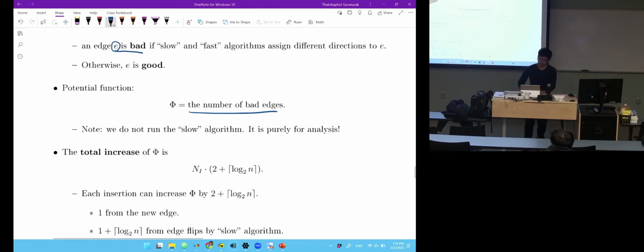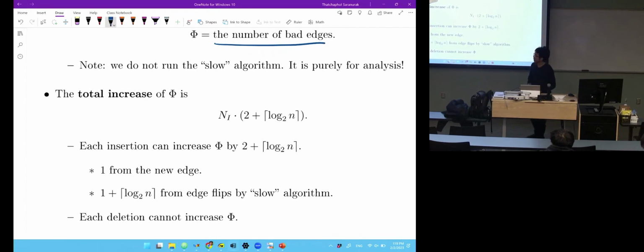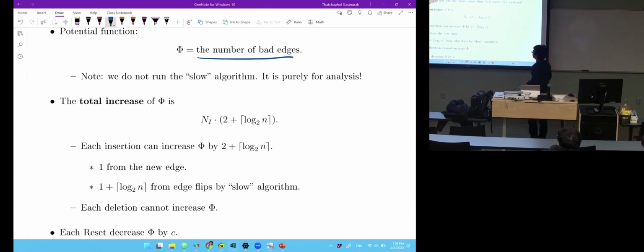Now my claim is that we need to analyze this potential function. So let me take 3 more minutes, and I'm going to be done. So the total increase in potential, I claim that it's going to be at most this. If you count only how much it increased, it might decrease sometimes, but whenever it increased, how much is that increase in total? It's at most this thing.